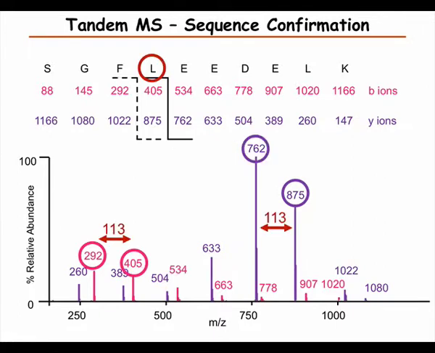And then we can take another step. We see that the difference between these two peaks is 113, corresponding to leucine. And then we can continue walking along the spectrum like this. And so what we see is that we get these differences between peaks that correspond to amino acids.